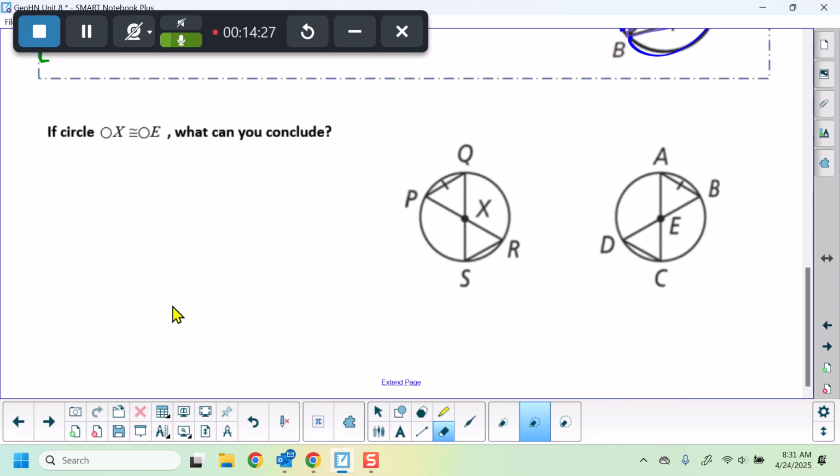So in this conversation, because circle X and E are congruent, everything is congruent. Because the circles are congruent, the radii are congruent, because the radii are congruent, the angles are congruent, the arcs are congruent, the chords are congruent, no worries.